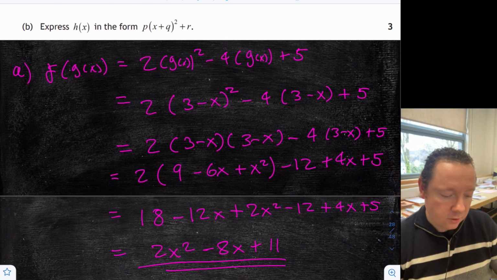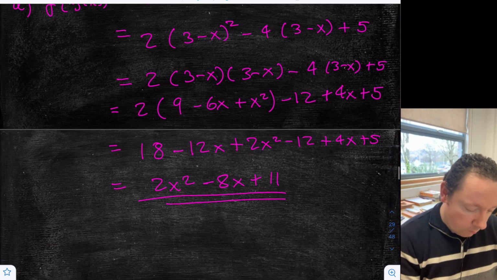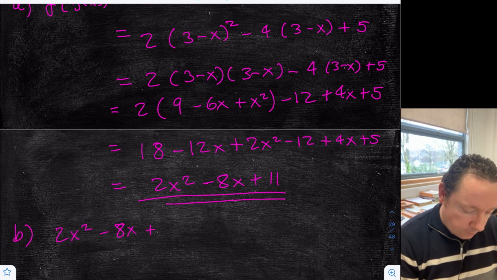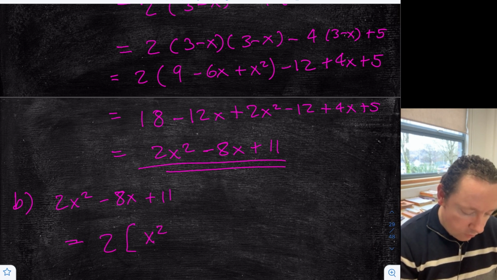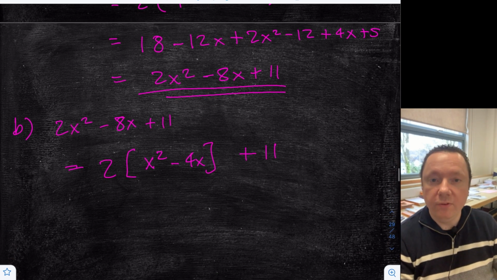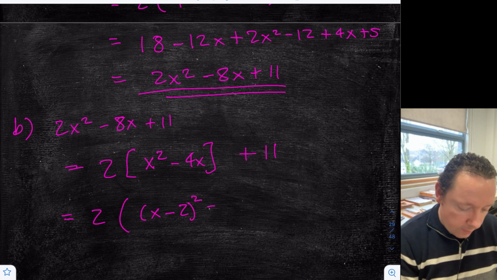Part B, express h of x in the form p(x plus q) squared plus r, so complete the square in other words. So part B, we've got 2x squared minus 8x plus 11. So that's going to equal, well, we take common factor between the first two terms, which is 2. So that gives me x squared minus 4x. And I've still got the plus 11 hanging on the end. And then we complete the square with the x squared minus 4x. So that's 2 times (x minus 2) squared, take away minus 2 squared, plus 11.